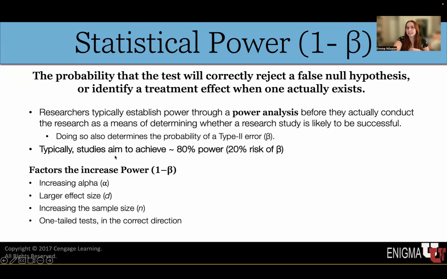Typically, studies, as you can see here, aim to achieve about 80% power, which is a 20% risk of a type 2 error, which is a false negative. But that's just generally. There are a couple of factors that you're going to be able to change to increase your power if you want to. Those are increasing your alpha, having a larger effect size, increasing your sample size, and then changing from a two-tailed to a one-tailed test in the correct direction.